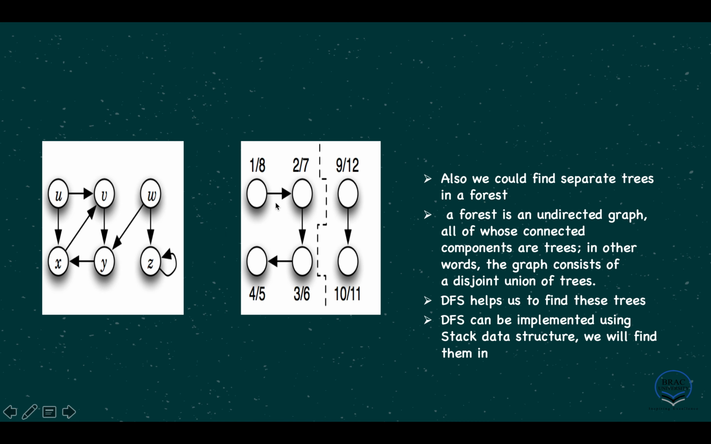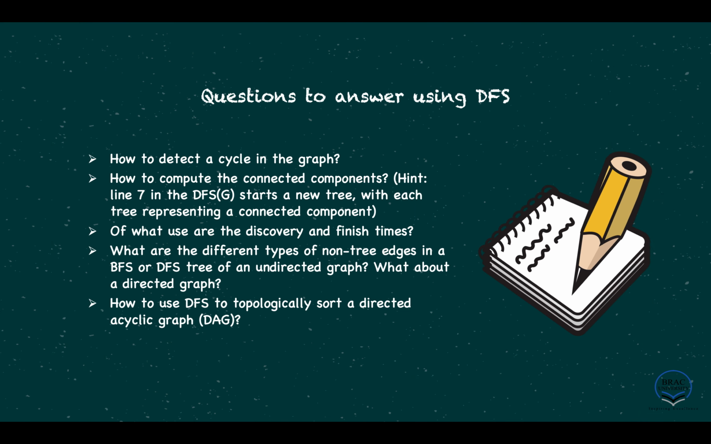And how do we find it? We go back to our source and label it 8, and then we find a new source and label it 9. So whenever we start a new source, that means it is the start of a tree. So DFS helps us to find these trees. DFS can be implemented using a stack data structure. We'll find out more about them in our labs.